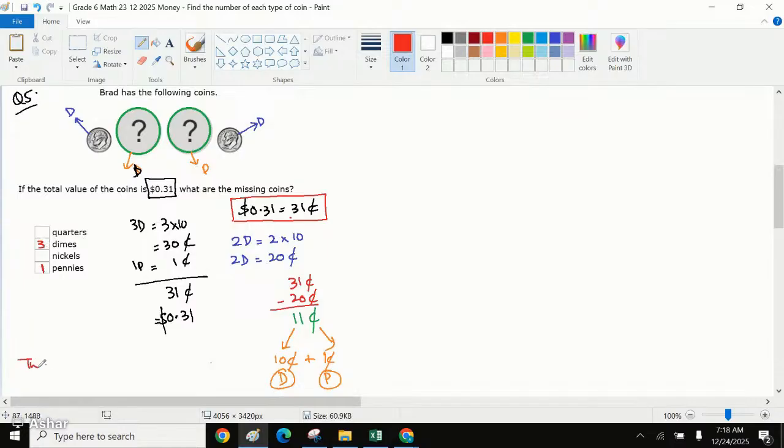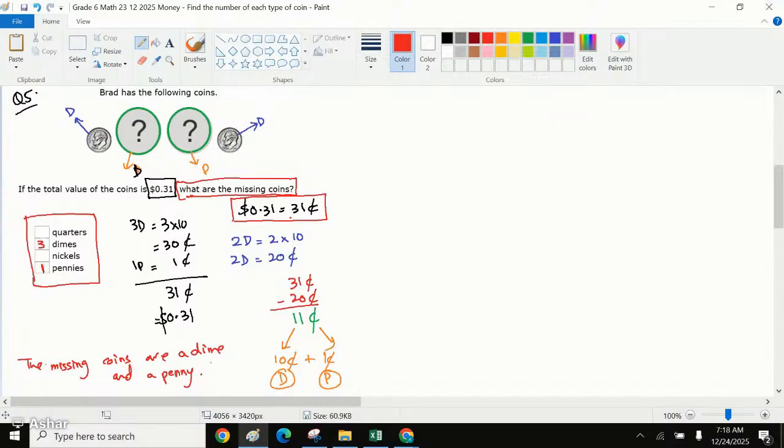And the missing coins are a dime, 1 dime, and a penny. Okay, that means we just need to give what are the missing coins, and this is showing us the total number of denominations, how many dimes, quarters, nickels, or pennies we had. Okay, moving on to the next.